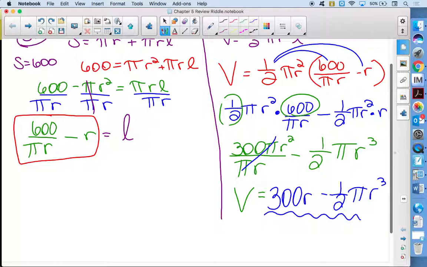So the last part of the question says to find the maximum volume. So using this equation, what would the maximum volume of our hut be based off of our original area of 600 square feet? So how do we find maximum volume?